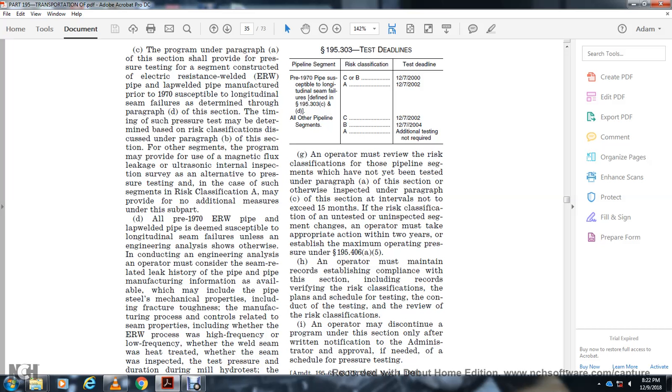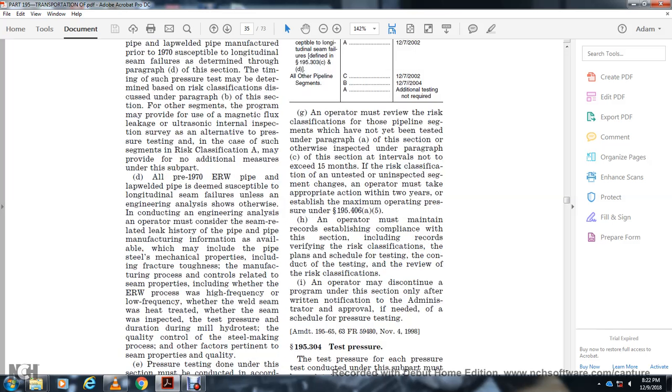The operator must maintain the records established from the compliance with the section, including the record of verifying risk classification, plan, schedule testing, conducting the testing, and the review of the risk classification. An operator may discontinue the program under the section only if the written notification administrative approval is needed to schedule for the pressure testing.